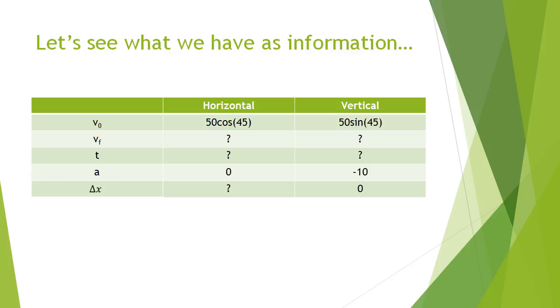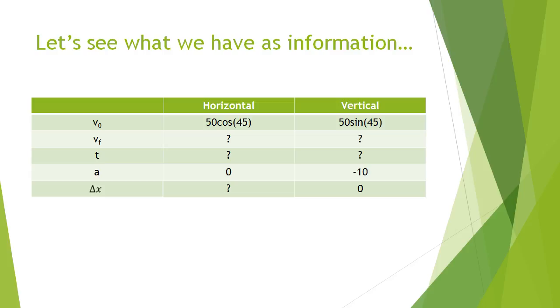So now let's see what we have as information from the problem. As you could see, we have the initial velocity. However, it's at an angle of 45 degrees. So we can split it into horizontal and vertical by using cosine 45 degrees for the horizontal and sine 45 degrees for the vertical. Now we don't have the final velocity, which we don't really care about. We have acceleration, which horizontally we all know is 0, and vertically we all know is due to gravity, and it's pointing downward, so it's minus 10.